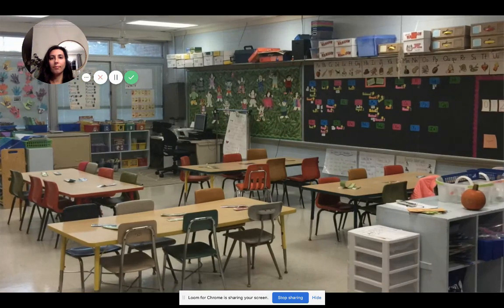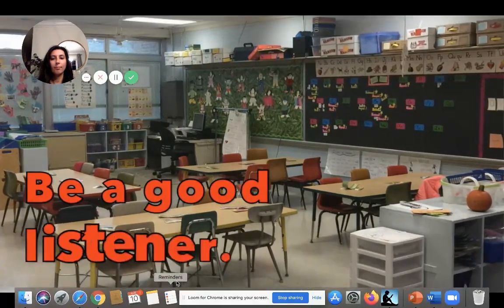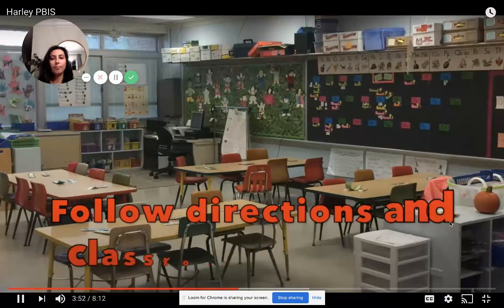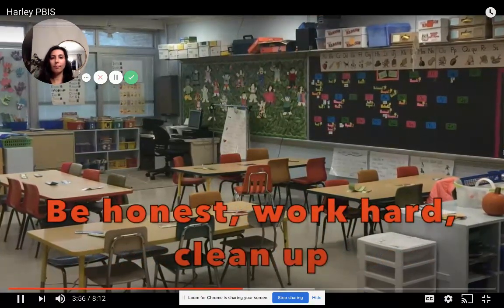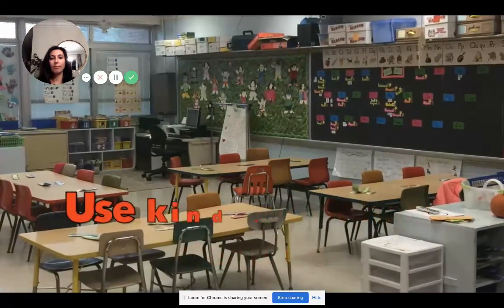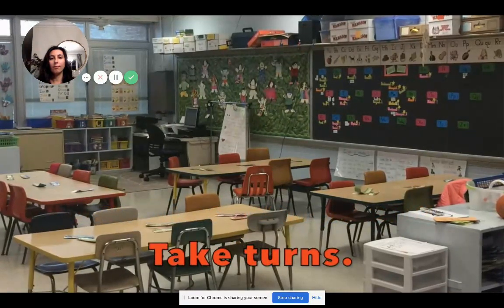When you are in the classroom, you agree to follow the 3 R's by being a good listener, using materials appropriately, following directions in classroom routines, being honest, working hard, cleaning up after yourself, using kind words and actions, and by taking turns.